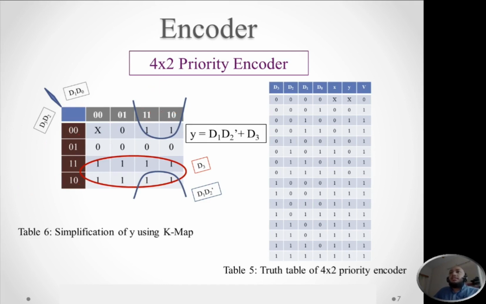Okay, let's make it clear. Here d1 doesn't change, but d1 is 1, that's why we will take d1. But here d2 doesn't change, but d2 is 0, that's why we will take d2 prime. So finally for the blue group we will write d1 d2 prime, the product of d1 and d2 prime, plus the expression for the red group. So this will be the expression for y.